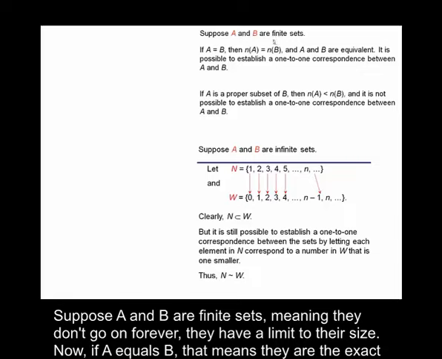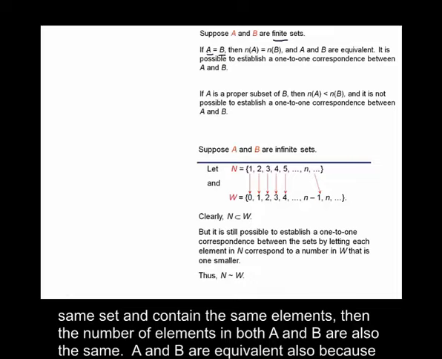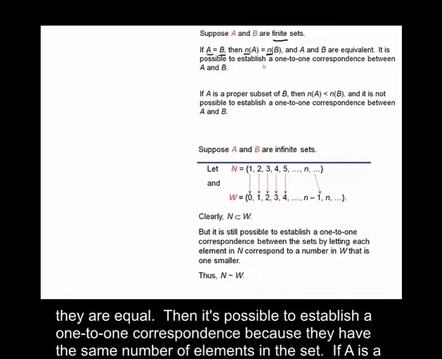Suppose A and B are finite sets, meaning they don't go on forever. They have a limit to their size. Now, if A equals B, that means they are the exact same set and contain the same elements, then the number of elements in both A and B is also the same. A and B are equivalent, also because they're equal, and it's possible to establish a one-to-one correspondence because they have the same number of elements in the set.